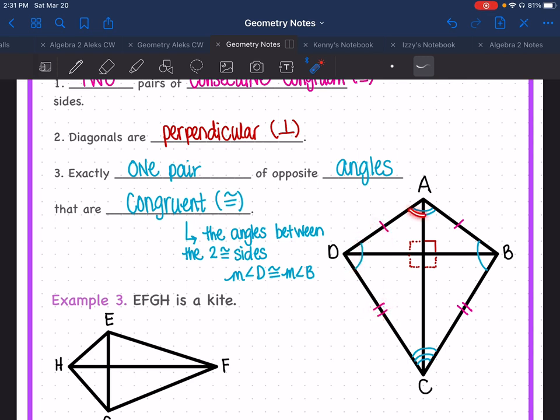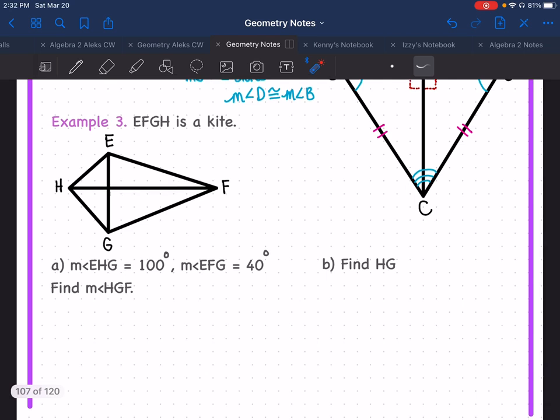It's never this one and this one. Notice these two are different lengths from each other. Okay, the two equal ones are right here between the short side and the long side. Okay, that's it. Those are the three properties of a kite. So let's go ahead and take a look at our example.